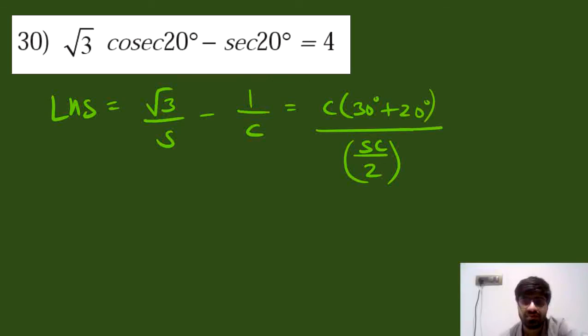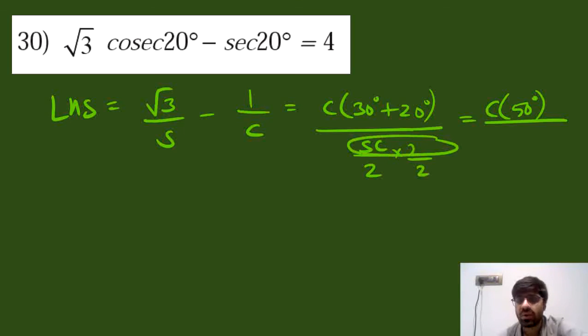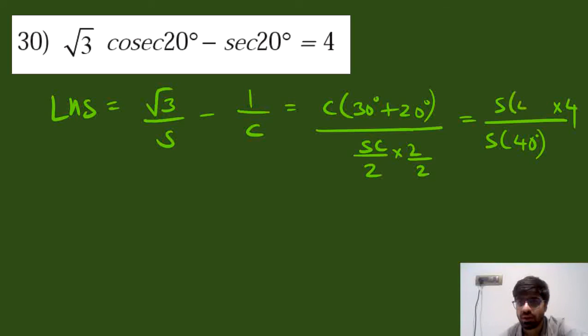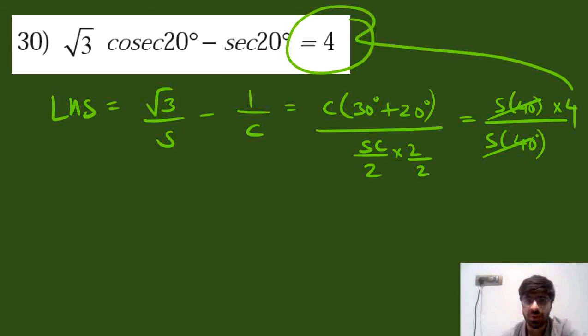And in the denominator, we have sine 20 cos 20, the whole divided by 2. So this becomes cos of 50 degrees divided by, let's write a 2 here and a 2 here. So into 2 and upon 2. 2 sine 20 cos 20, that would be cos 40 degrees, sine 40 degrees, and the whole divided by 4. That 4 goes to the numerator and makes a 4 here. Now cos 50 can be written as cos of 90 minus 40, and cos of 90 minus 40 is sine 40. Sine 40 gets cancelled, giving you a 4 right here. So that's how we can solve the 30th question.